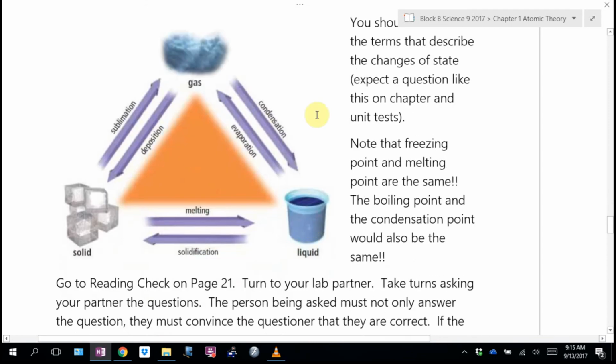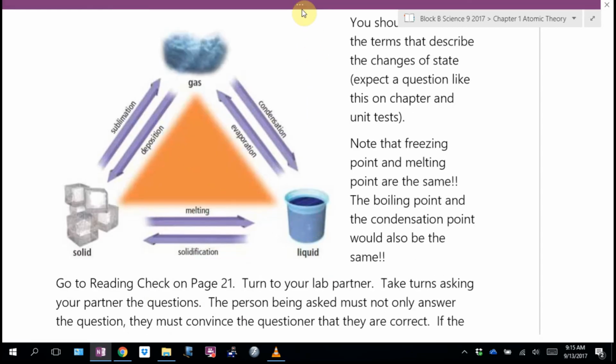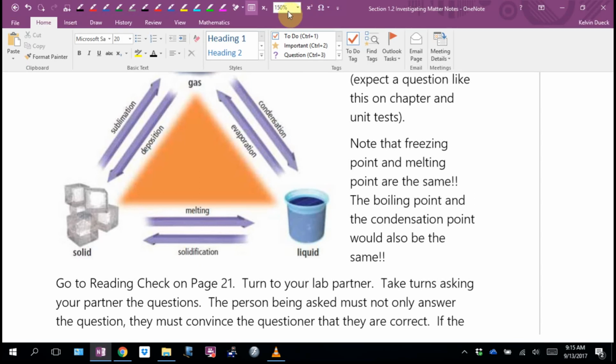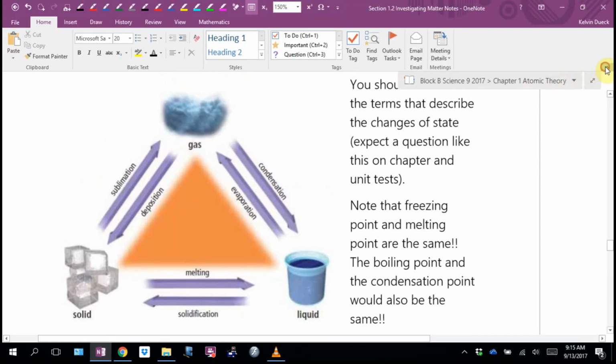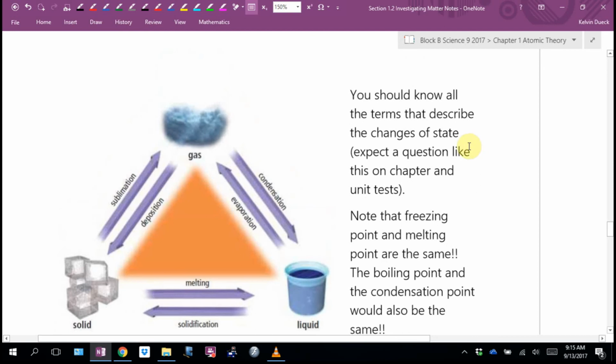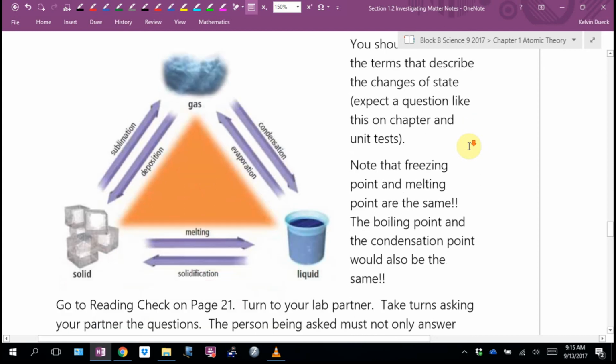This is page, I think, 21 in your textbook, yes? So here is a chart. I'm going to give you this chart, but I'm going to blank out all 6 of the words. This is going to be on your test, and I'm going to ask you to fill them in. So let's go through talking about this right now. I wrote here, you should know all the terms that describe the changes of states in matter. You can expect a question like this on chapter and unit tests.